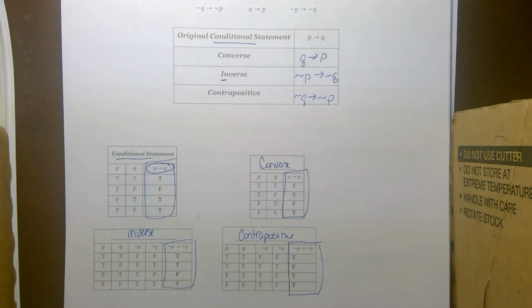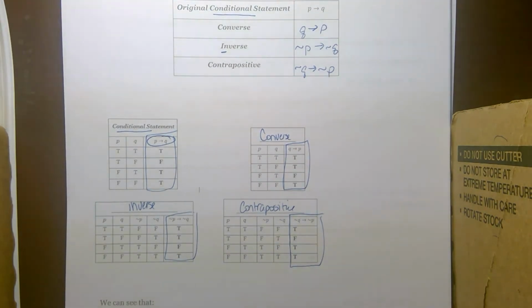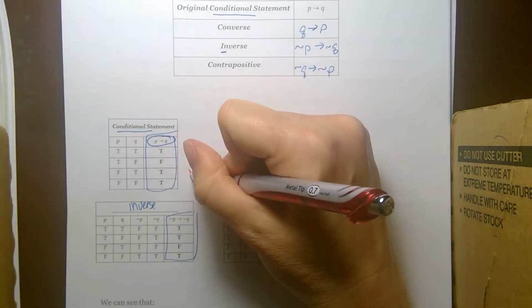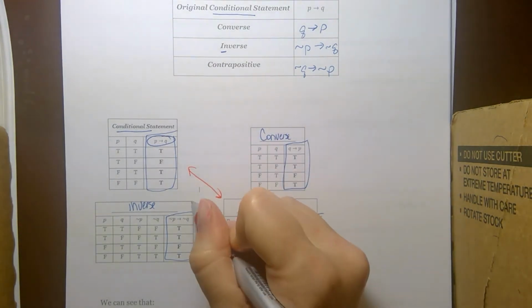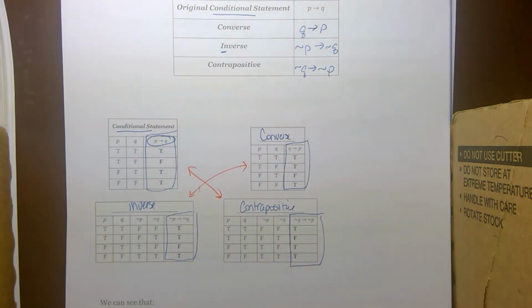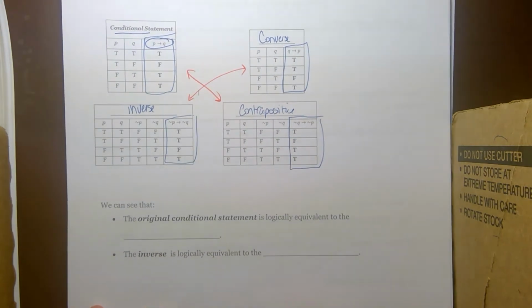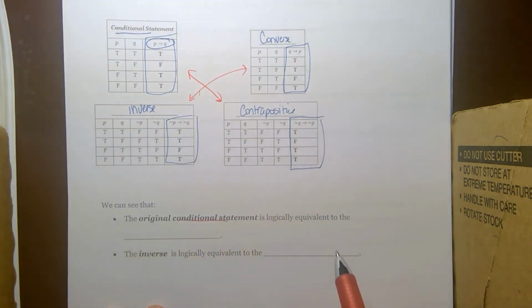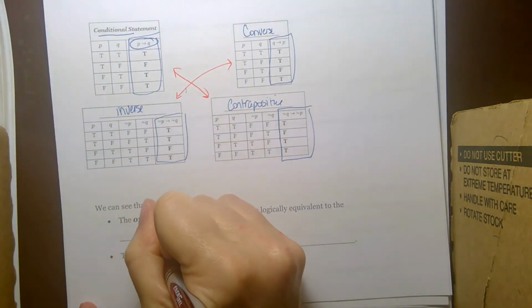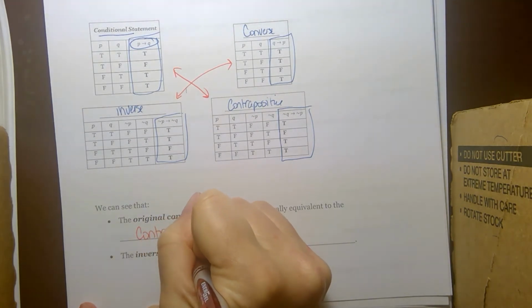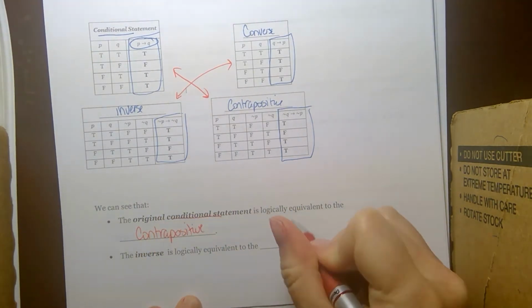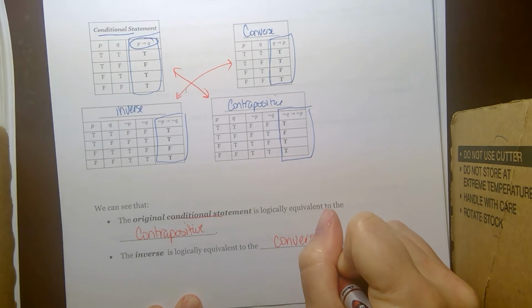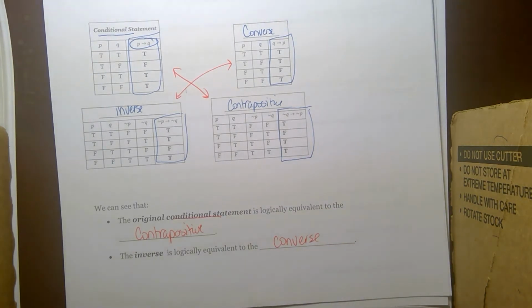And we need to look to see how these pair up so that they are logically equivalent. Well, if you compare the truth values for that last column, you see that the conditional is logically equivalent to the contrapositive, and the converse is logically equivalent to the inverse. So my original conditional statement is logically equivalent to the contrapositive, and the inverse is logically equivalent to the converse.